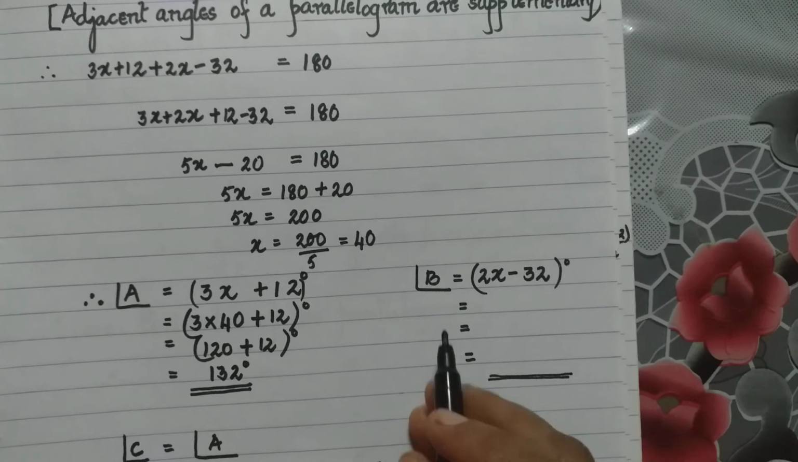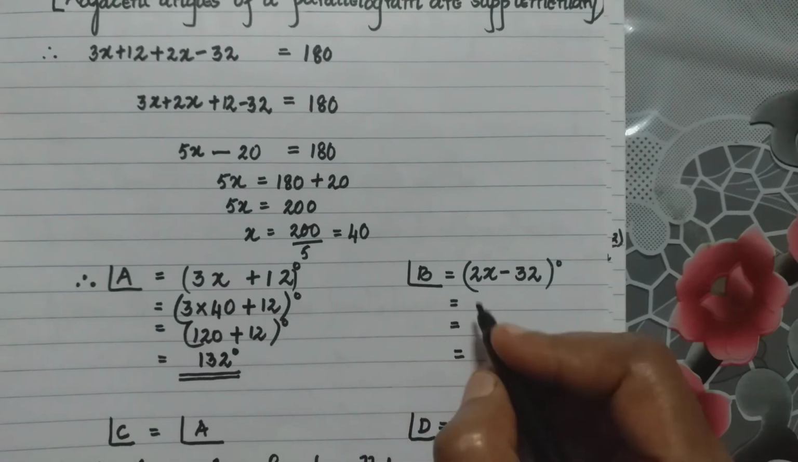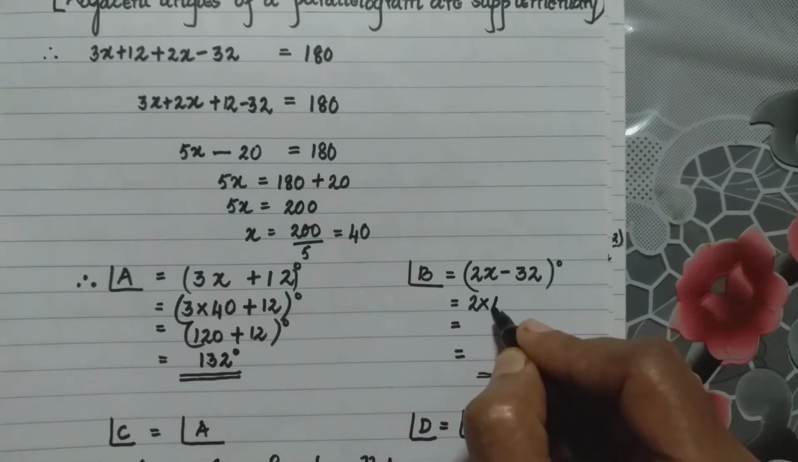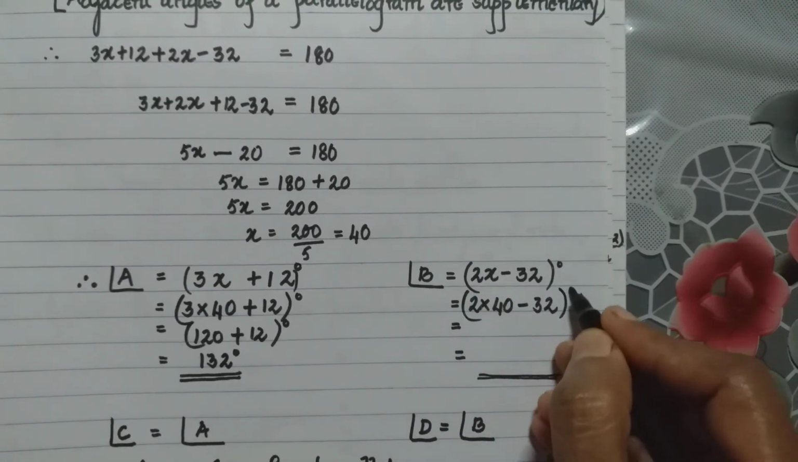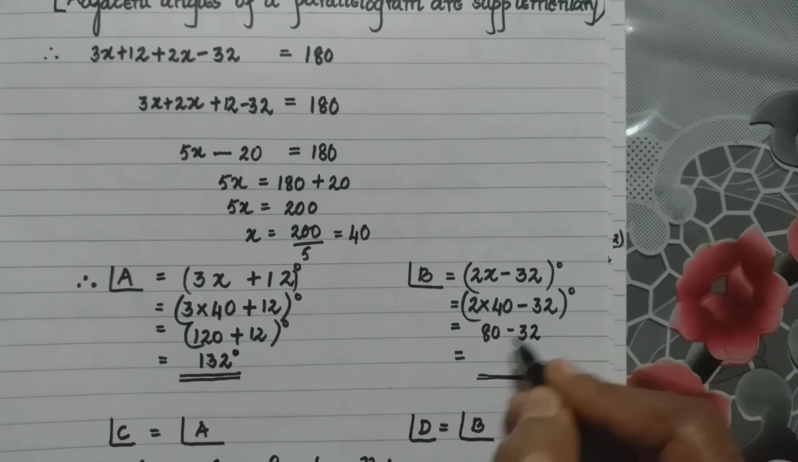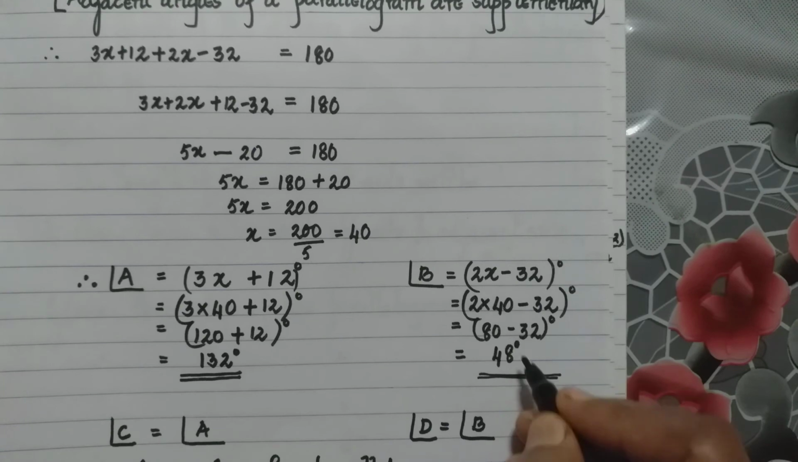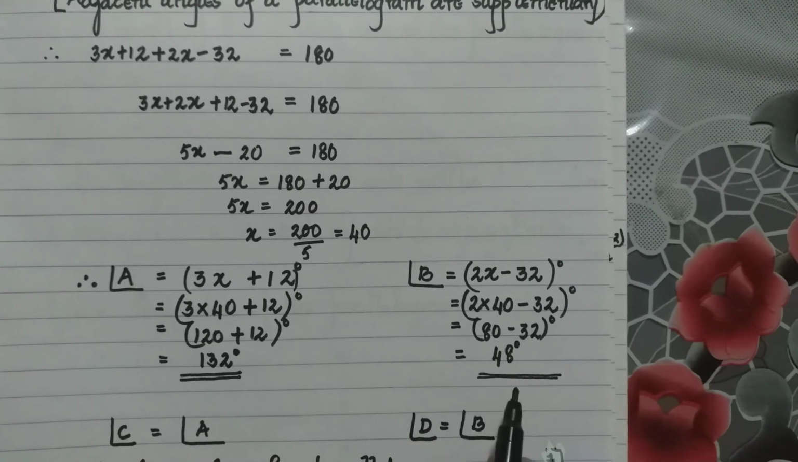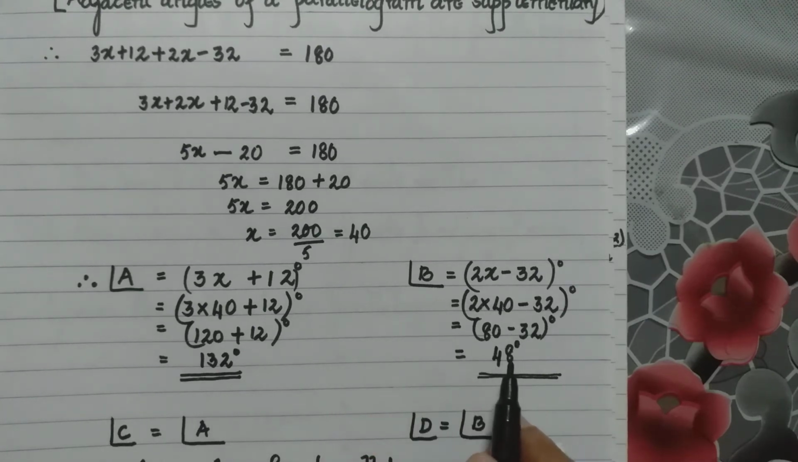Same thing we will do when we find out angle B. So here now angle B is 2x minus 32. So in place of x we substitute 40. So it will be 2 into 40 minus 32 degrees. 2 into 40 is 80. 80 minus 32 degrees. 80 minus 30 will be 50, right? And also minus 2, that is 48 degrees. So angle B is 48 degrees.